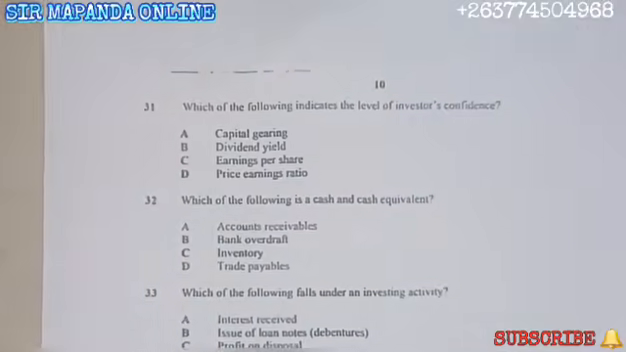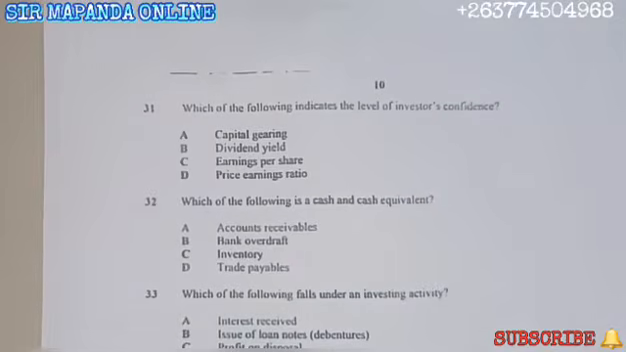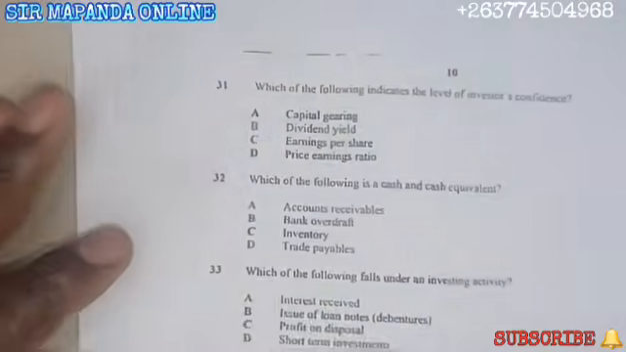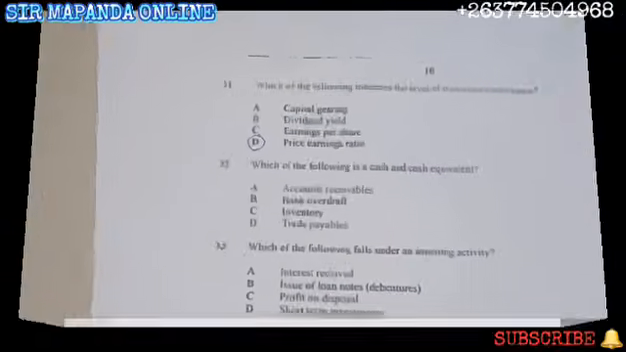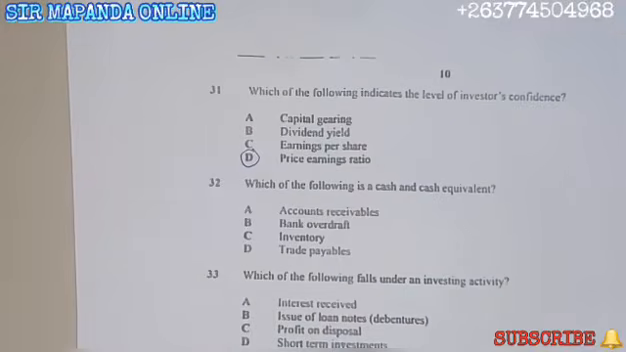Right, which of the following indicates the level of investors' confidence? Your answer is price earnings ratio, what you call the PER. I hope you are following. We move on to question number 32.